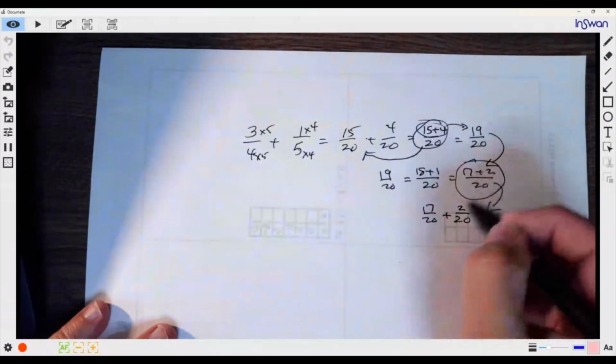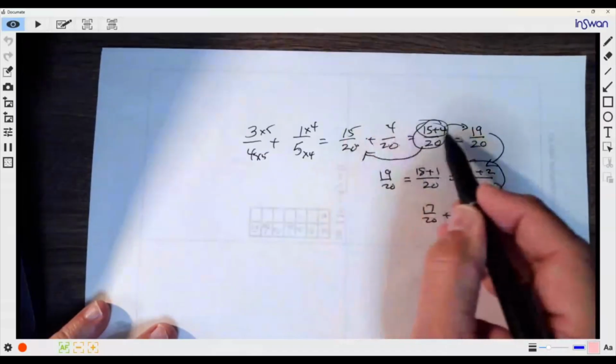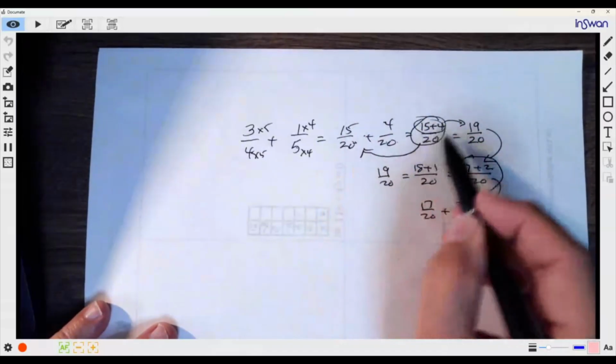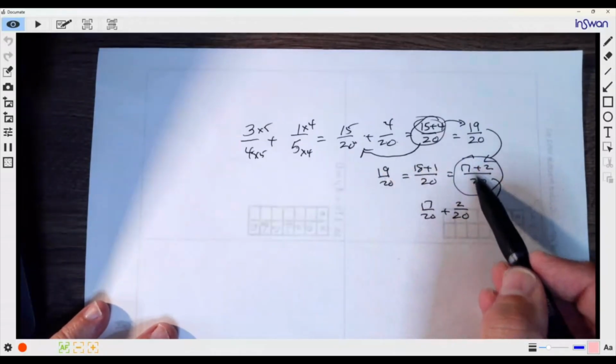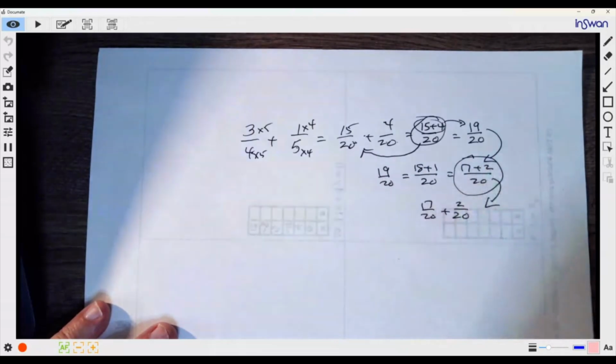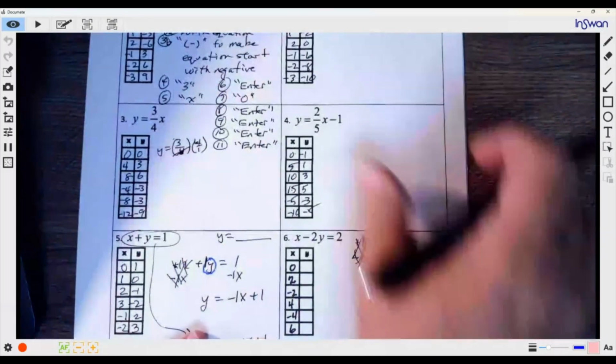I can split that back up into the two fractions that we used to add together to get the one fraction. I've just used two different numbers, but as long as they add up to 19, we're good. So that can be pulled out into two separate fractions. That's exactly what we're going to do right here.